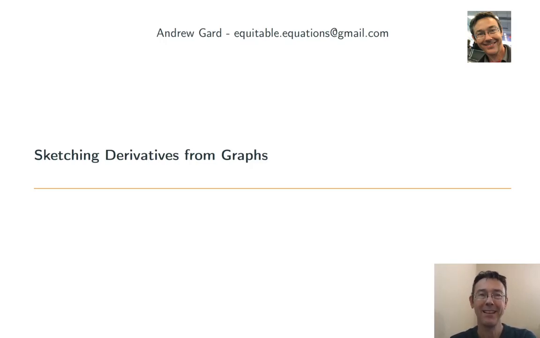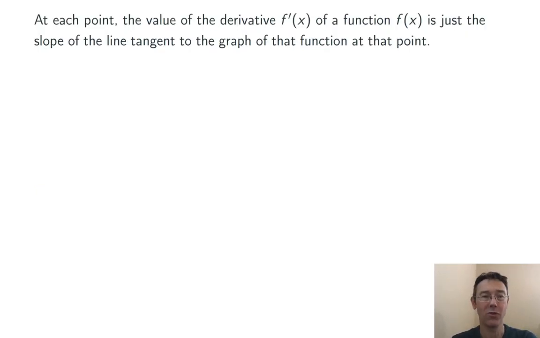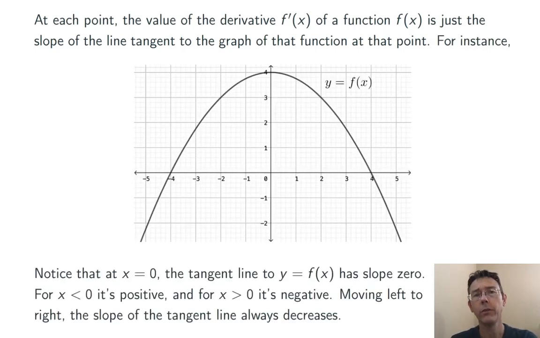Hey everybody. Today we're sketching derivatives from graphs. Remember, the derivative of a function just tells you the slope of the line tangent to the original function at any given x value. For instance, let's look at this graph. It's y equals 4 minus 1/4 x squared. It's a downward opening parabola. And let's sketch the derivative.